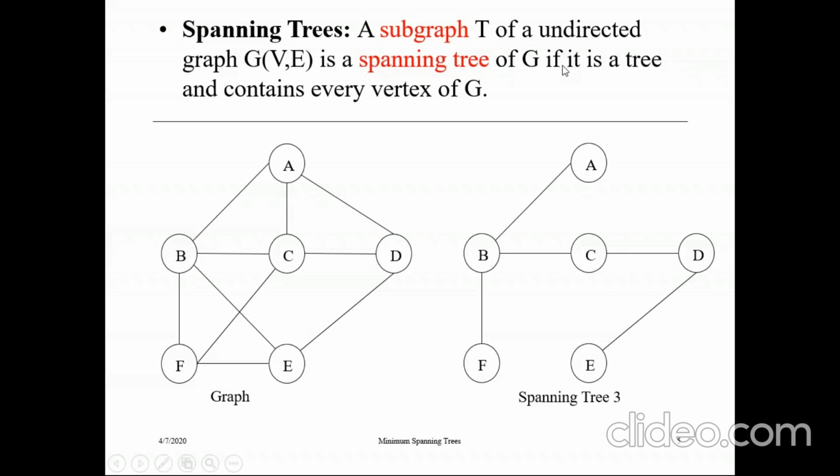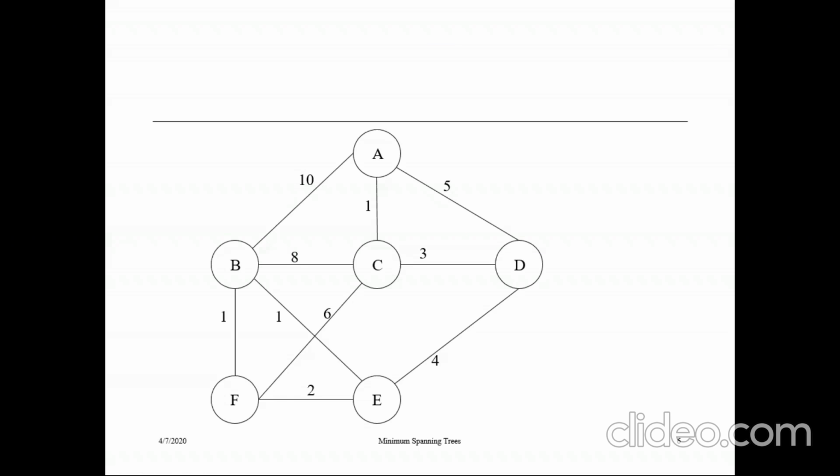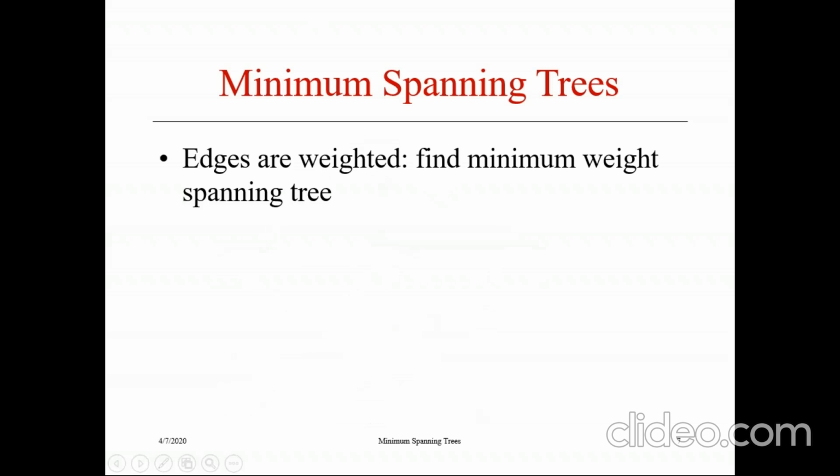Now suppose weights are provided to every edge in the original graph, and we have to construct a spanning tree which consists of minimum weight edges. Such a type of spanning tree is basically called a minimum spanning tree. Here, given a graph with weighted edges, we need to construct a spanning tree which consists of minimum weight edges only. That kind of spanning tree is called a minimum spanning tree.